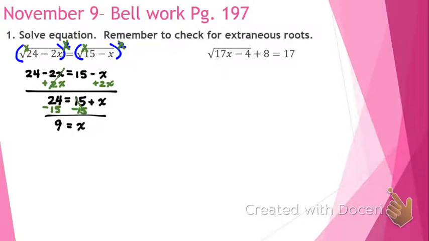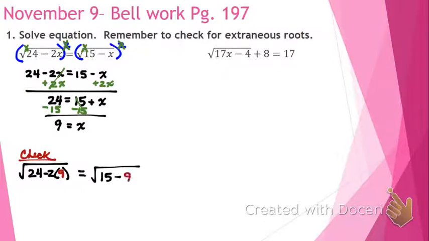Before I know whether or not that is valid or extraneous, I have to check it. How do I check it? Substitute 9 in for x in every spot where I see an x in the original problem. So I have the square root of 24 minus 2, and then I'm going to put in a 9 here, equals the square root of 15 minus, and then I put in a 9 here. I am not allowed to cross that equal sign when I'm checking.